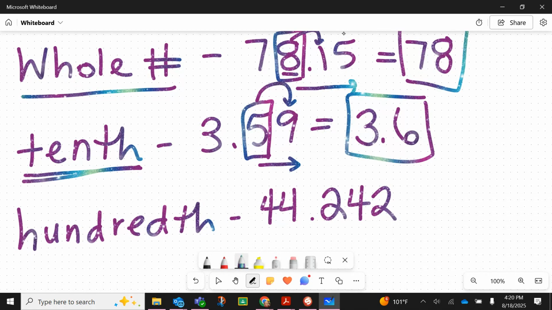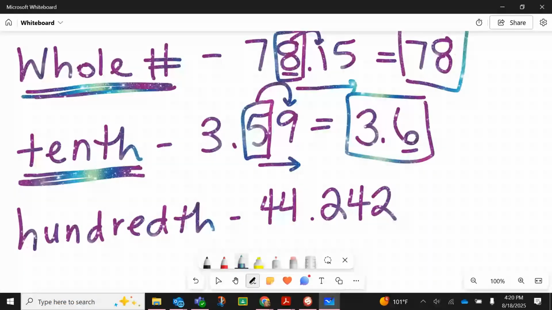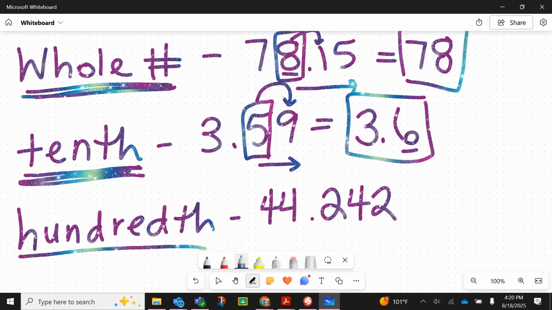If I am rounding to the nearest tenth, then I'm stopping at the tenth. Just like when I was rounding to the nearest whole number, I'm going to stop at the whole number. When I'm rounding to the nearest tenth, I'm stopping at the tenths place. On my next one, I'm rounding to the nearest hundredth. So I'm going to box that hundredths place. And I'm going to go next door.